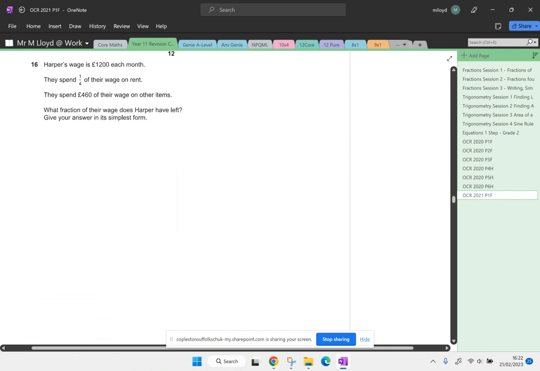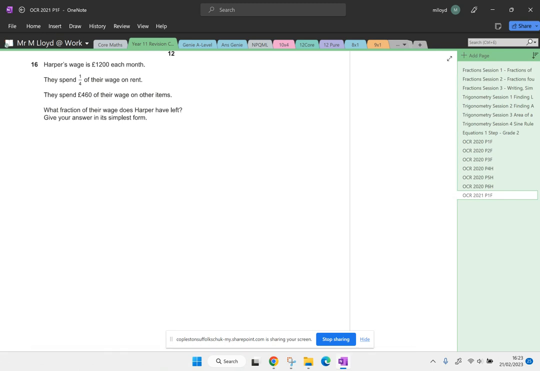Question 16. Wordy question. Amazing. So Harper's wage is £1,200 each month. They spend a quarter of their wage on rent. They spend £460 of their wage on other items. What fraction of their wage does Harper have left? So we need to give this in its simplest form. But what we need to do first of all, we know that the answer is going to be over 1,200. And the first thing we need to be able to do is find out a quarter of that amount. So 1,200 divided by 4, use your calculators, that's 300.